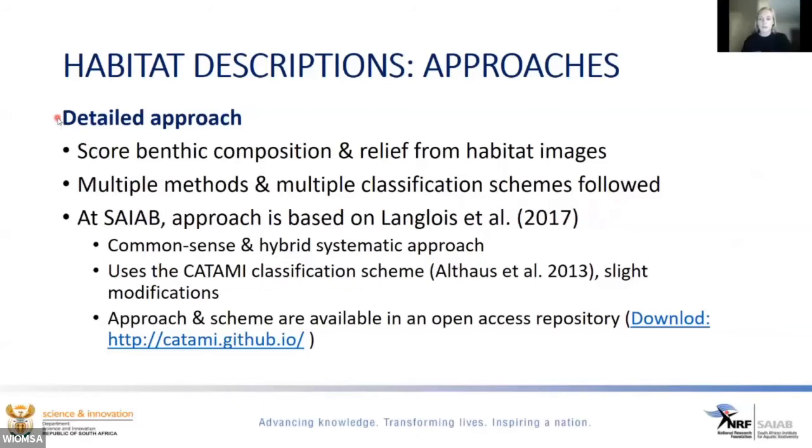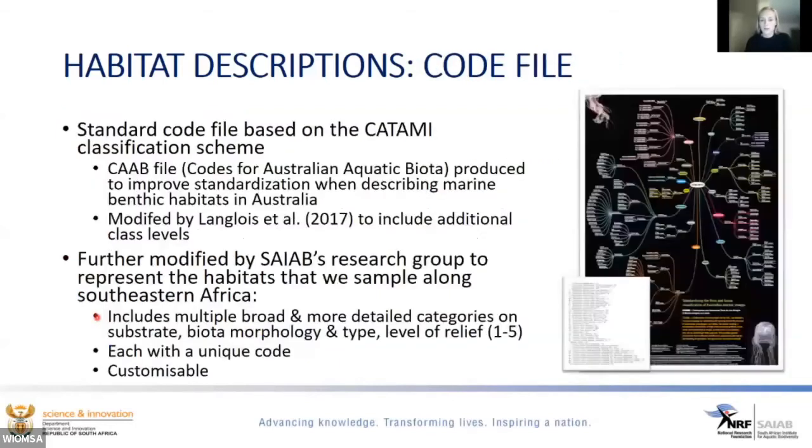Okay, then I spoke about the more detailed approach, and this is what we're going to go through in the SOPs a bit more closely. This basically scores the benthic composition and relief from habitat images. There are multiple methods and multiple classification schemes followed, and they all produce comparable data. At SciAb, our approach is based on Langlois et al., and it's a common sense and hybrid systematic approach. It uses the Katami classification scheme with slight modifications. And if you are interested, you can find the approach and the scheme all in an open access repository online.